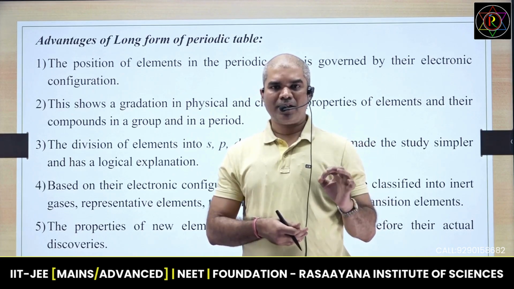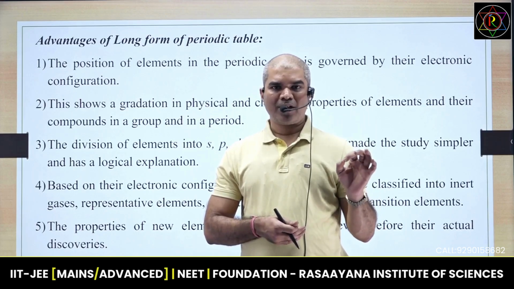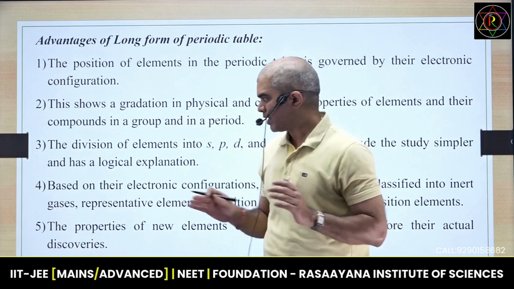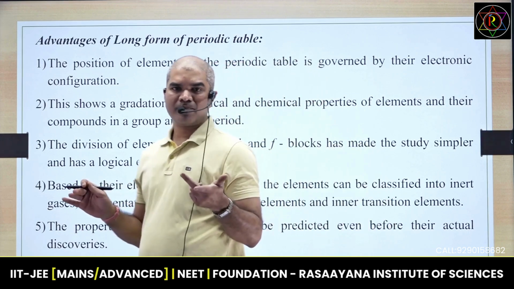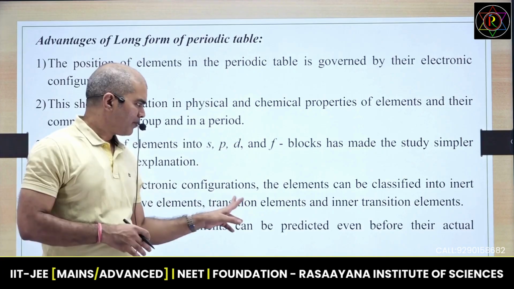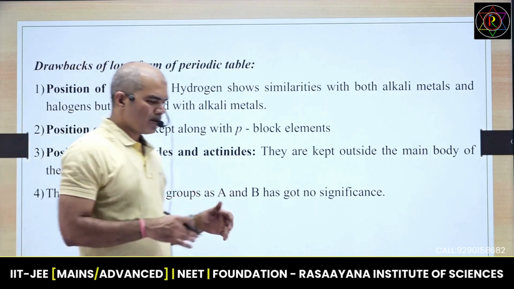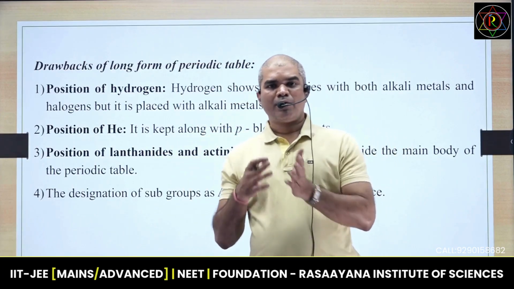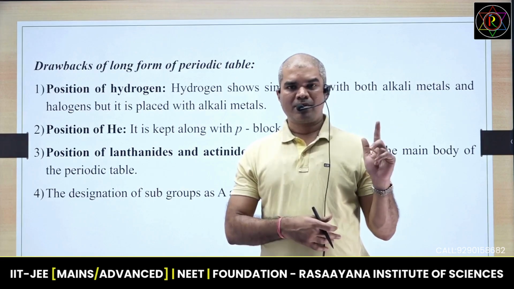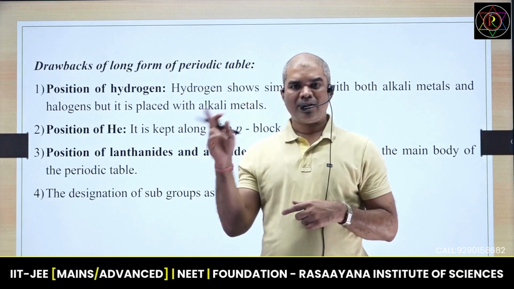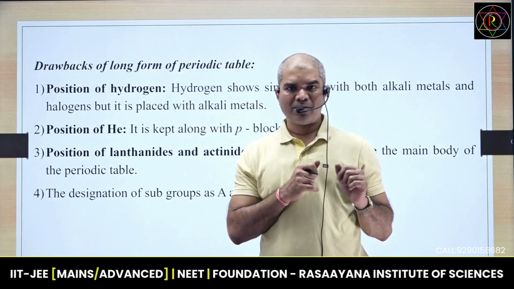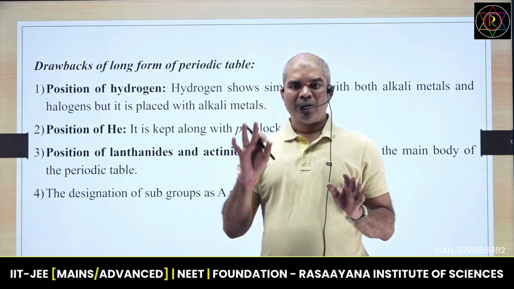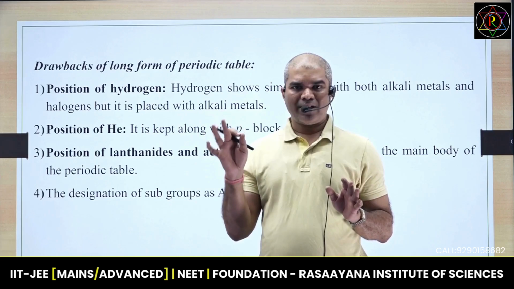That is the biggest advantage of the long form of periodic table, where we have classified them into 7 periods and 18 groups. Right? Any disadvantages of the long form of periodic table? Yes, there are some disadvantages, or you call them drawbacks. Hydrogen behaves like 1A group elements and also like halogens. So should I place it under 1A group or under halogens? Where should I place it? That is a big confusion, but for convenience we have placed it under 1A group.